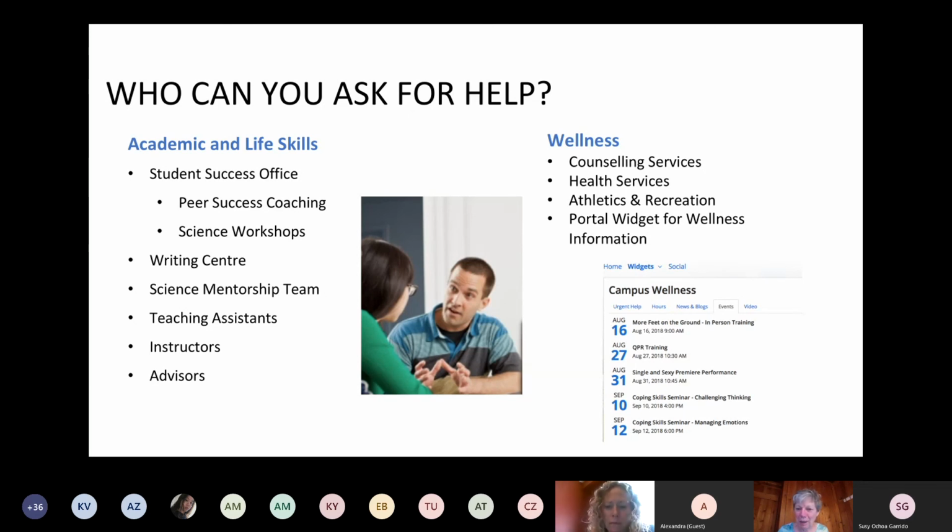But the counseling and the health services is what I wanted to bring to the fore on this slide, for you to remember that if you feel unwell, if you need some support, there is support available. And that support is free and it's totally confidential.